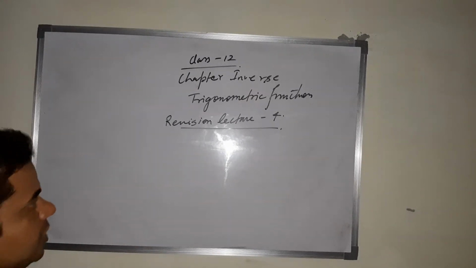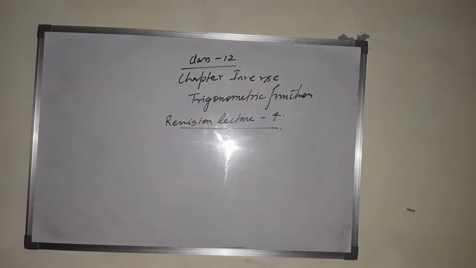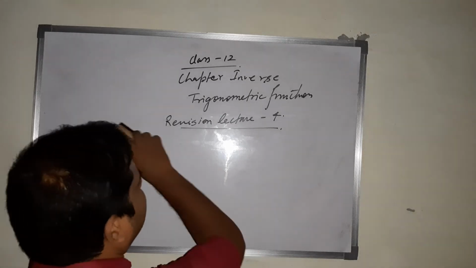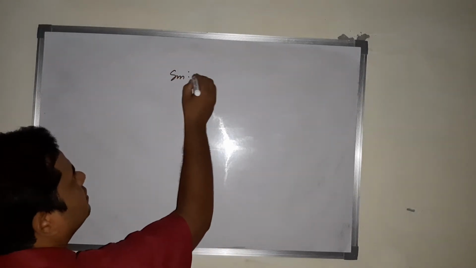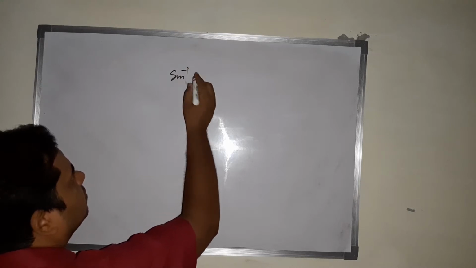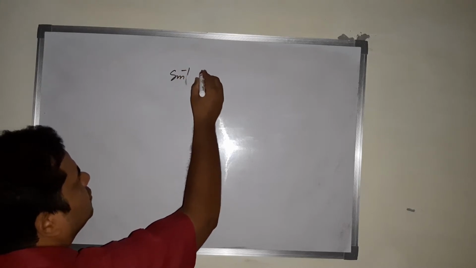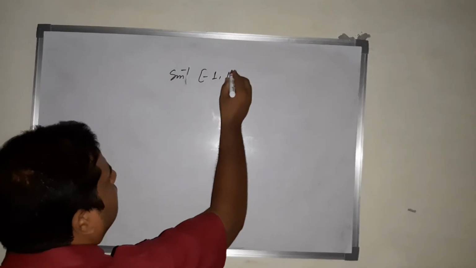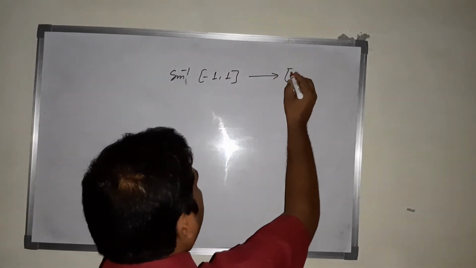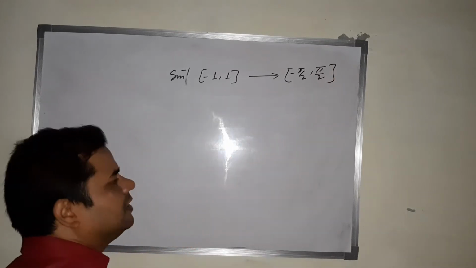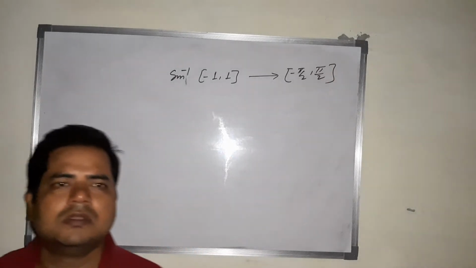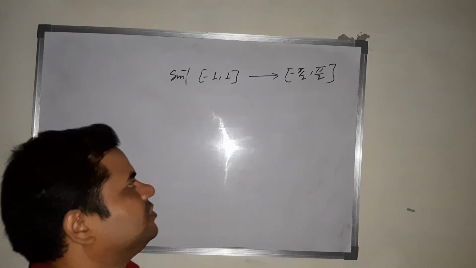The first one, the principal value. In the NCERT book, one table is given for the domain and range of an inverse trigonometric function. There it is given sine inverse from minus 1 to 1 to minus pi by 2 to pi by 2. Similarly, others are also given. So we shall discuss questions based on this.